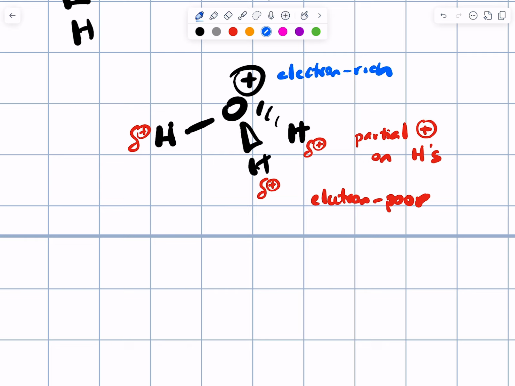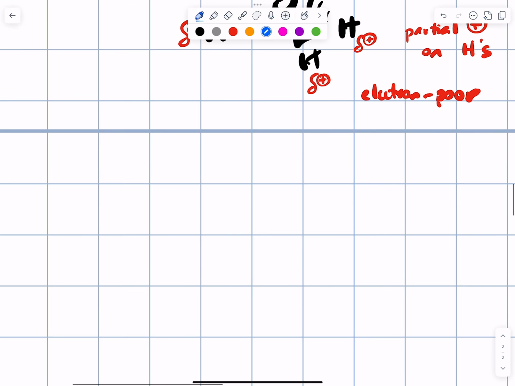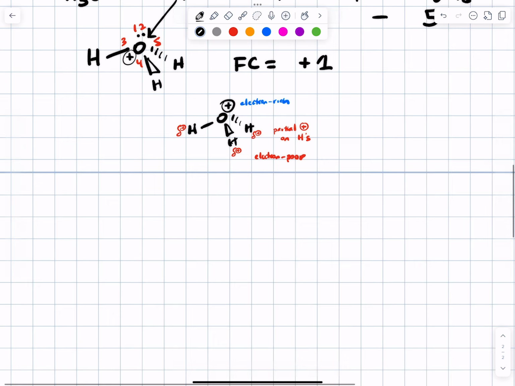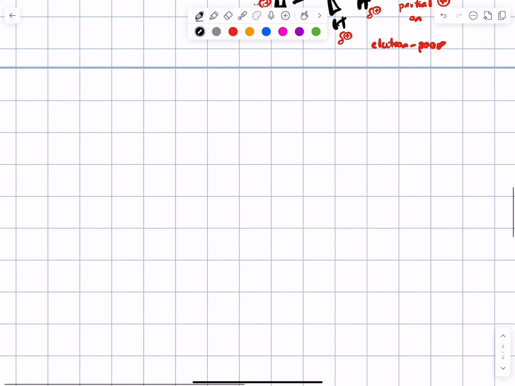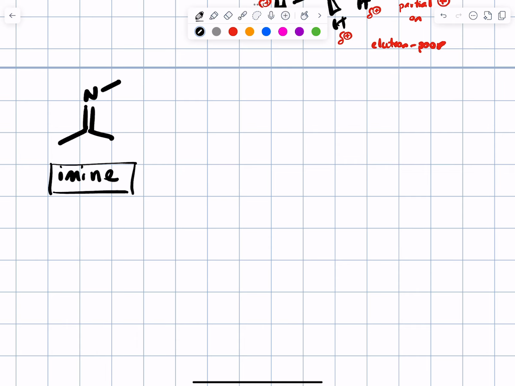So let's do some more formal charge practice. You'll get chances to do this. Again, it's not that hard if you follow the rules. So let's do a molecule with a nitrogen on it. This molecule happens to be called an imine. You won't learn about those until 352.